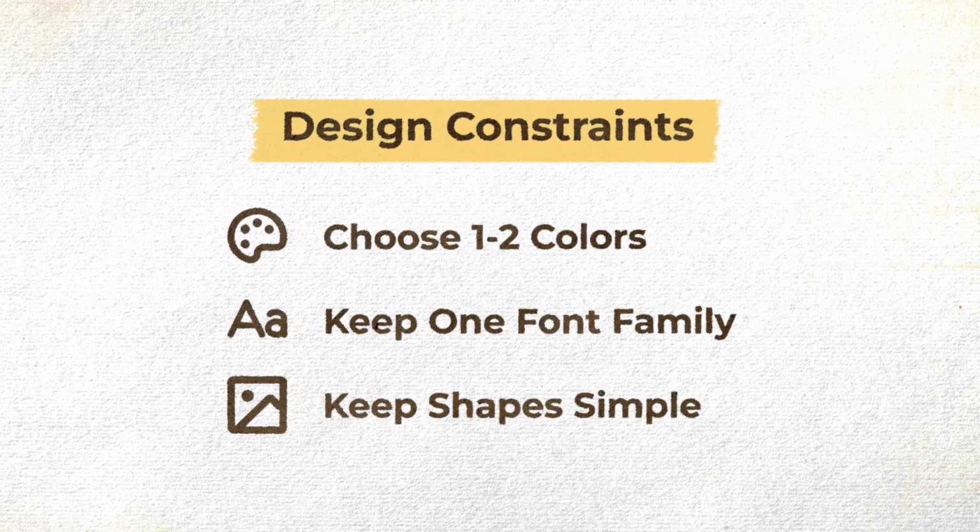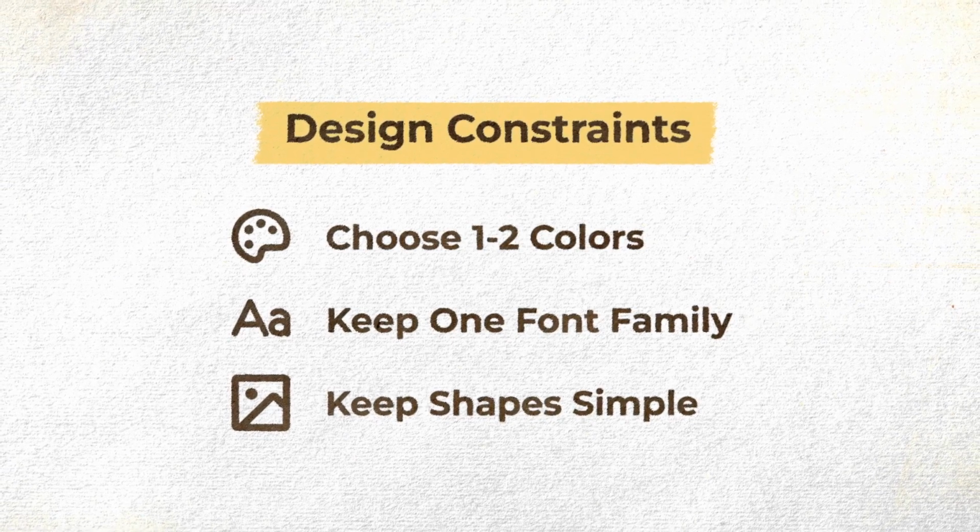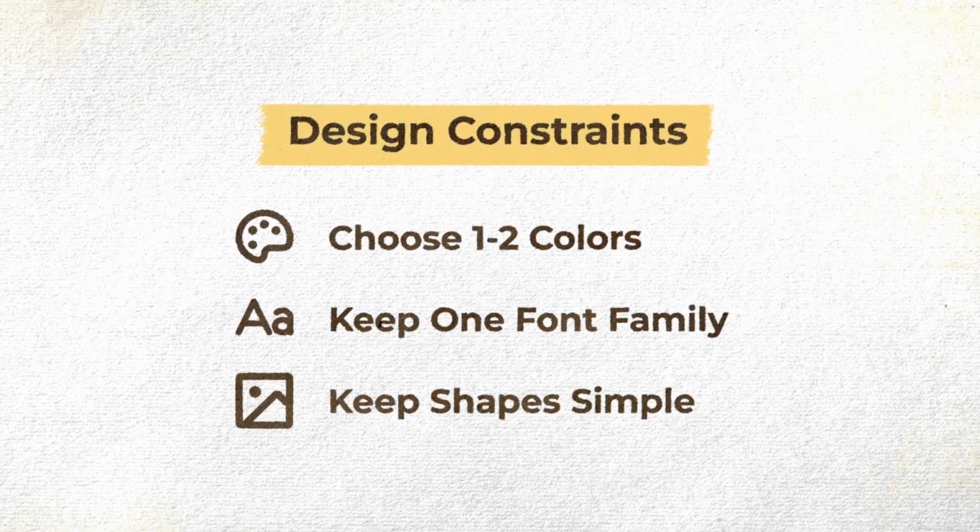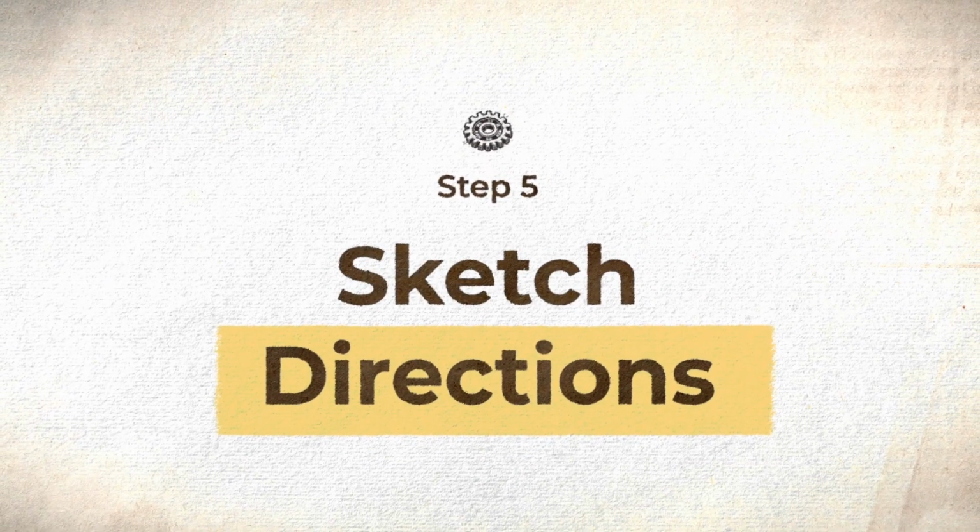For example, limit yourself to 1 to 2 colors. Pick one font family and keep shapes simple. If you need 10 colors and 5 different visual effects for it to look good, then you don't have a strong logo. Step 5, sketch directions.